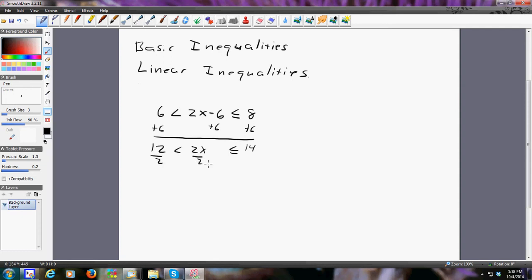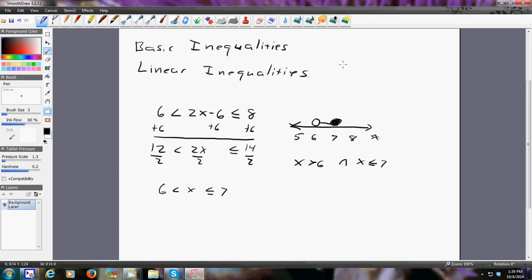Divide by 2 on all sides, and I get 6 is less than x, which is less than or equal to 7. So your graph is going to look like this, and this is actually very important. I have 5, 6, 7, 8. Open circle here, closed circle here. It's all the values in between. So what this really means is x is greater than 6 and x is less than or equal to 7.